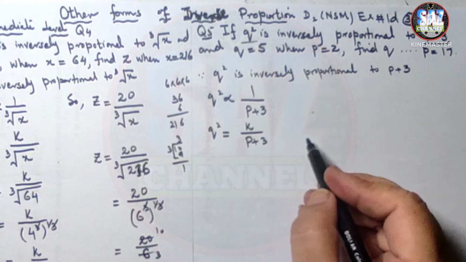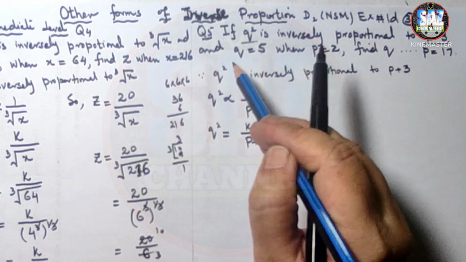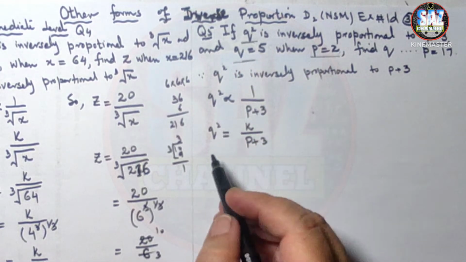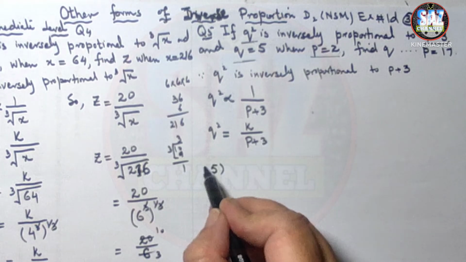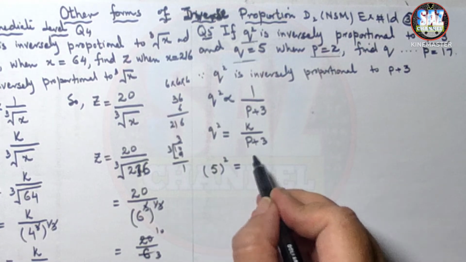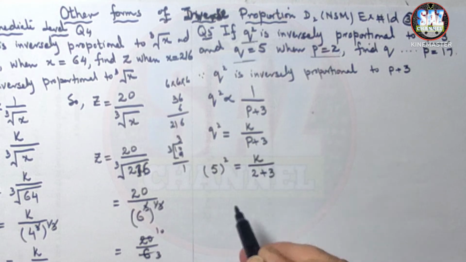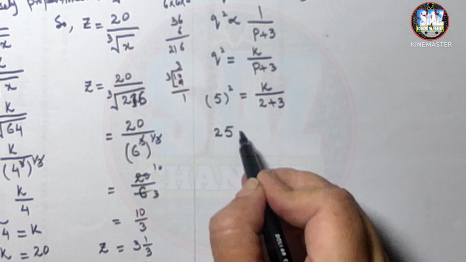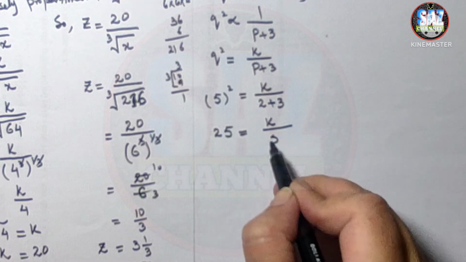when p is equal to 2, q equals 5, p equals 2. So instead of q, what we are going to do is replace 5: 5 square equals k upon 2 plus 3. 5 square is 25. You should have good command on the squares, cubes and tables. 3 plus 2 is 5.